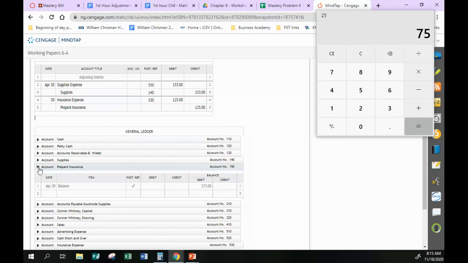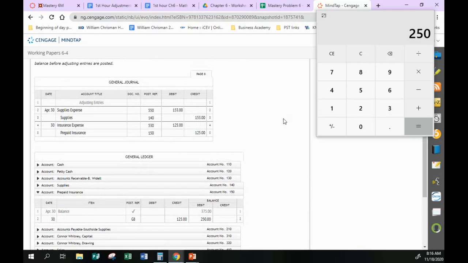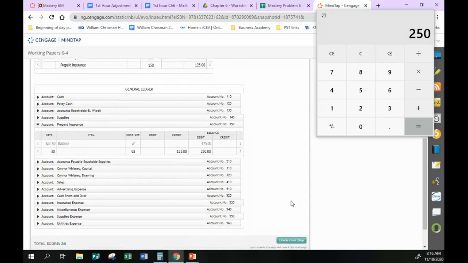And then prepaid insurance is a credit for $125. Again, we have a debit balance of $375 and we have a credit transaction of $125. So our new balance is $250. And then we put the $150 account number in the post ref. And that's how you journalize and post those adjusting entries.